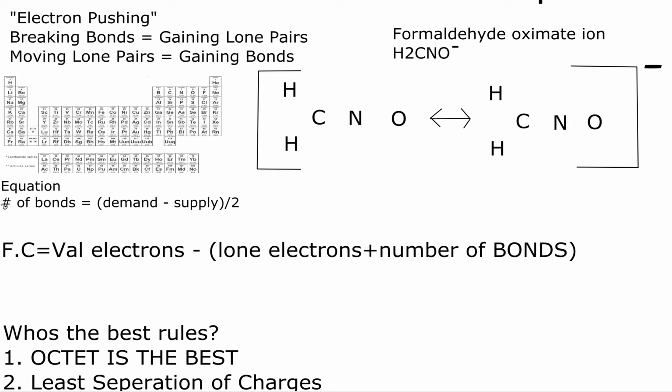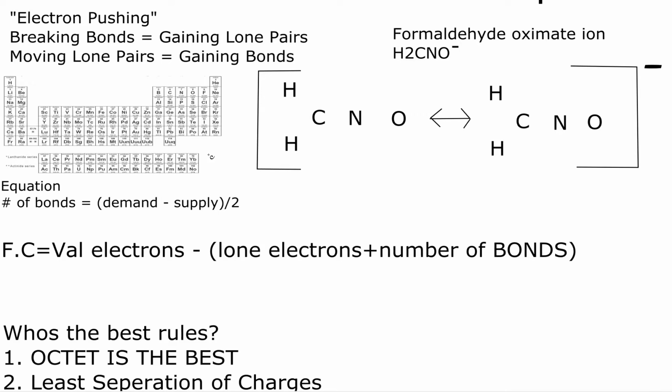This is an equation I like to use when drawing Lewis structures: the number of bonds equals the demand minus the supply. Our demand is how many electrons each atom likes to be surrounded by to have a noble gas configuration. So hydrogen likes to have a total of 2, because it likes to be like helium. Carbon, nitrogen, oxygen all follow the octet rule, so they have 8. If you add all those up, that should be 28.